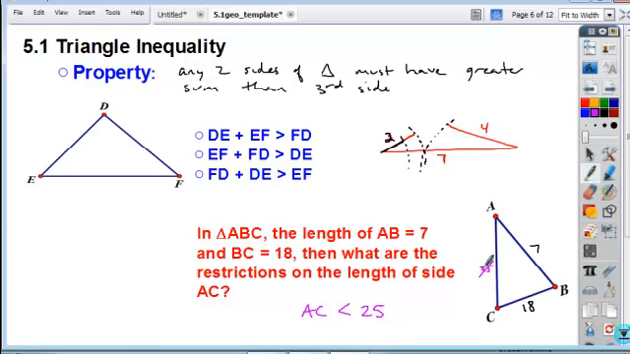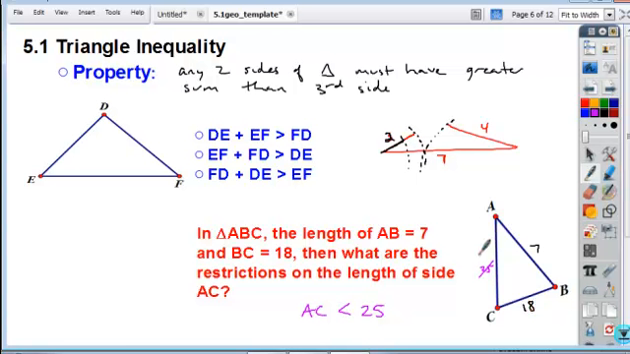The other scenario is it's not the longest side. If that's the case, then what would be the longest side? In this figure, 18 would be the longest side, right? So at what point, if that were the case, at what value of AC would this stop being a triangle if the longest side was BC?